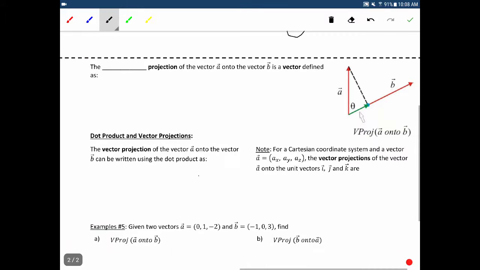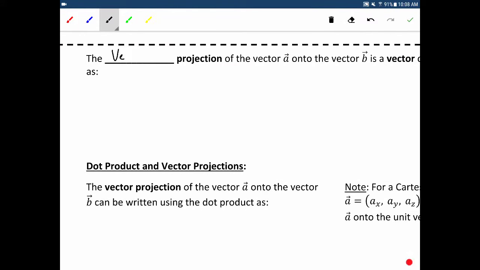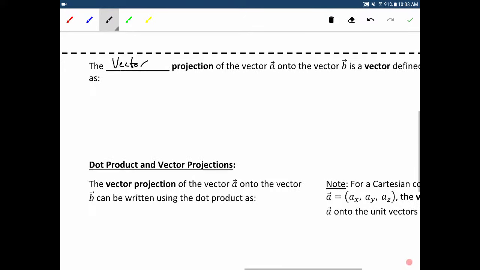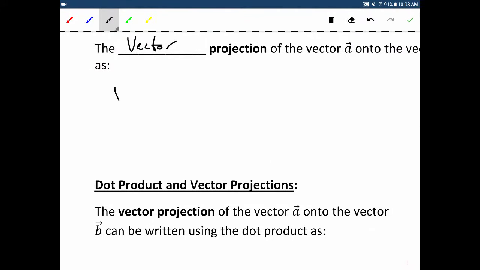I want to skip on to the vector projection. Okay? So the vector projection of the vector A onto B is a vector this time, obviously. Hence the name. And it's defined as, right, V of A onto B.